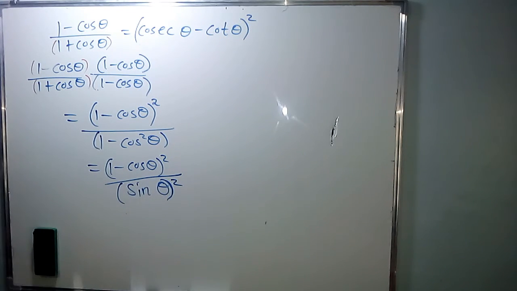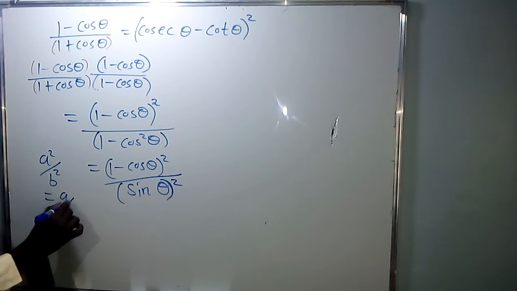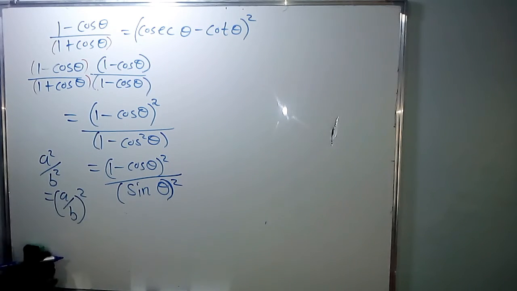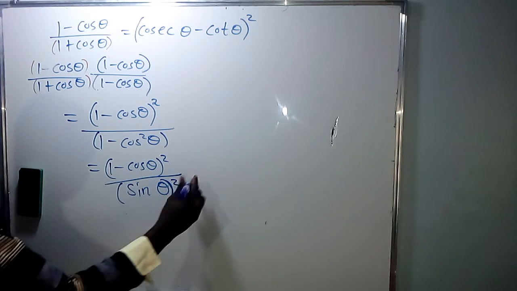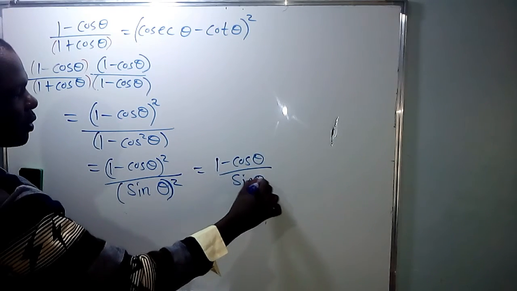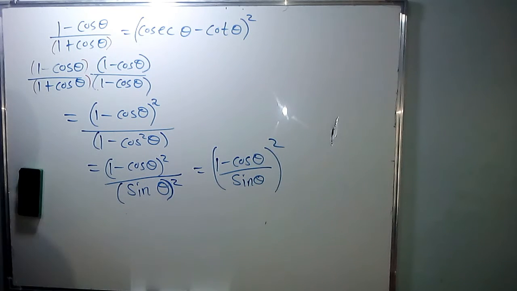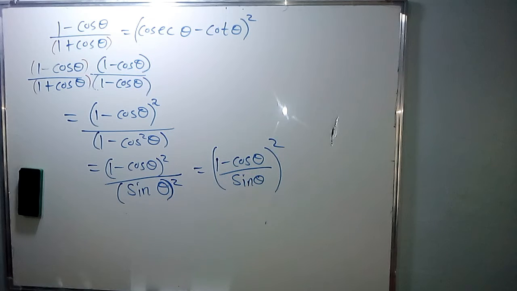Are we together? Now in indices, if you have a squared over b squared, that is the same as a over b, then everything squared, from the laws of indices. So the whole of the numerator is squared and the whole of the denominator is squared, meaning the whole of that problem is raised to power 2. They have a common power, both the numerator and denominator. So here we have 1 minus cos theta over sine theta, then everything is squared, because that is a common power for both the numerator and denominator.